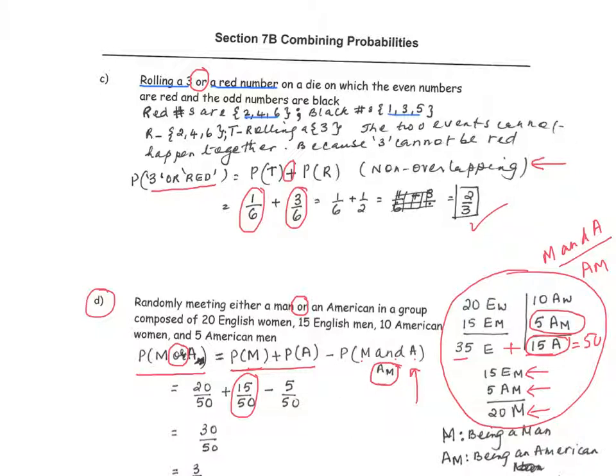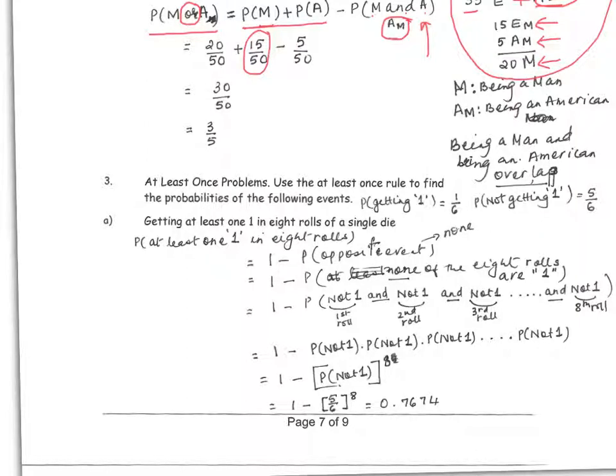So for OR, it would be the addition rule. And within the addition rule, you need to check if the two events that you're adding are overlapping or non-overlapping. For each case, there is a different rule. Another important rule that we've discussed before is the at least once rule. So let's see what the at least once rule is.